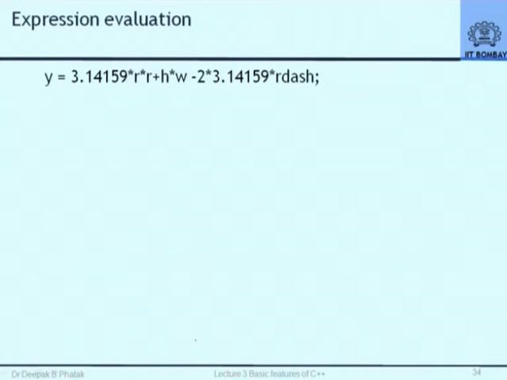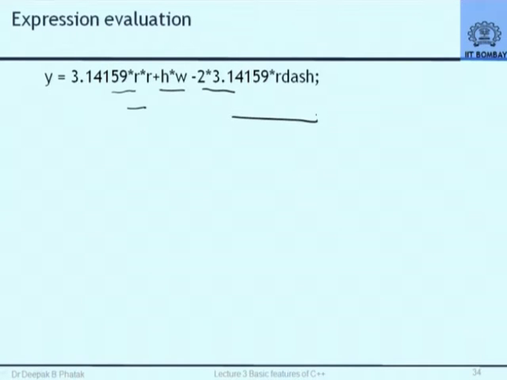Multiplication. How many multiplications are there? 1, 2, 3, 4, 5. We have said that if there are multiple operators at the same precedence, the operation will be from left to right. So as far as this is concerned, this will be done first. This will be followed by this. What about this operation? Here, this will be done first and this will be done next. But please note that these components are separated by plus, minus, etc.